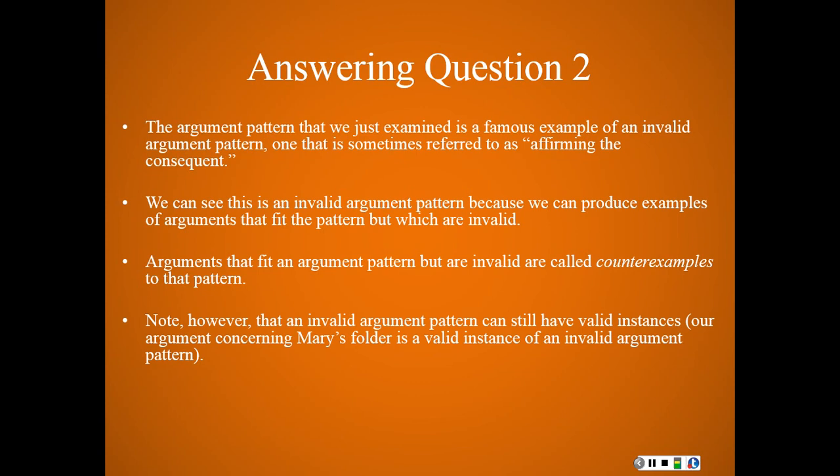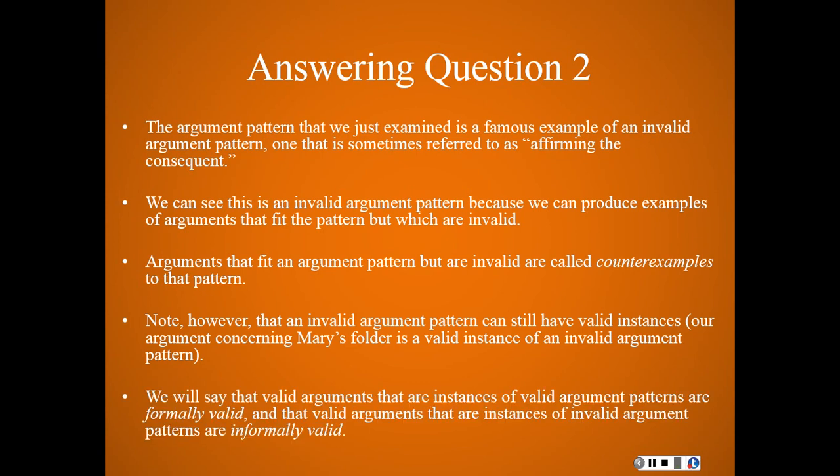Note, however, that an invalid argument pattern can still have valid instances. So our argument concerning Mary's folder is one of those. It's a valid instance of an invalid argument pattern. We will say that valid arguments that are instances of valid argument patterns are formally valid, and that valid arguments that are instances of invalid argument patterns are informally valid. So our original argument about capital punishment was both valid and formally valid. And our argument about Mary's folder was valid, but it wasn't formally valid. So we'll say that it's informally valid.